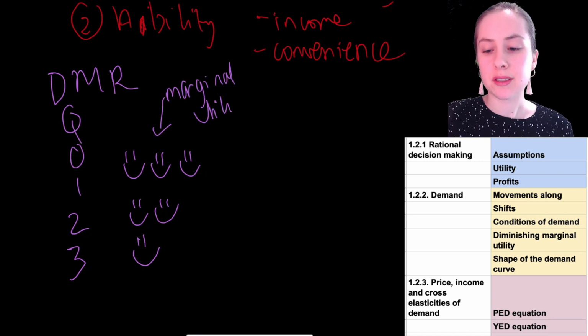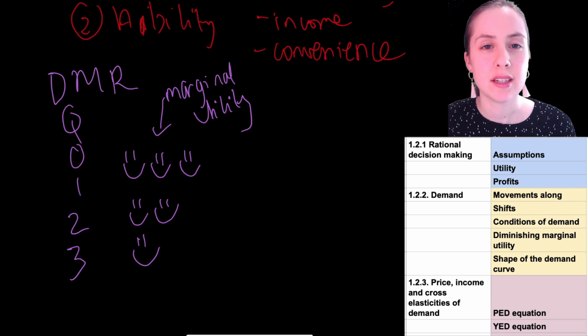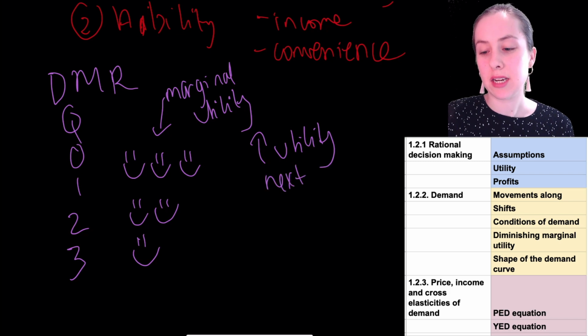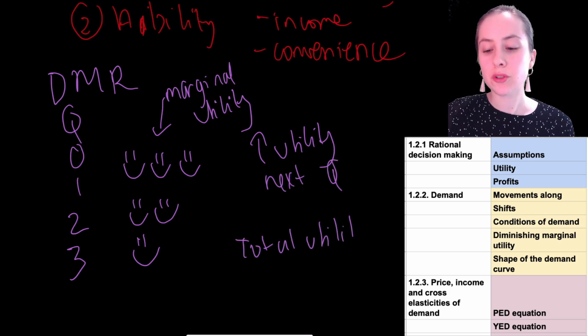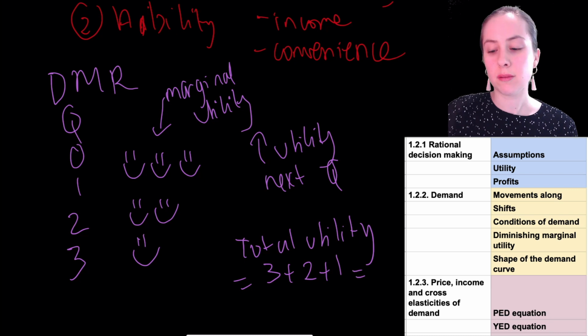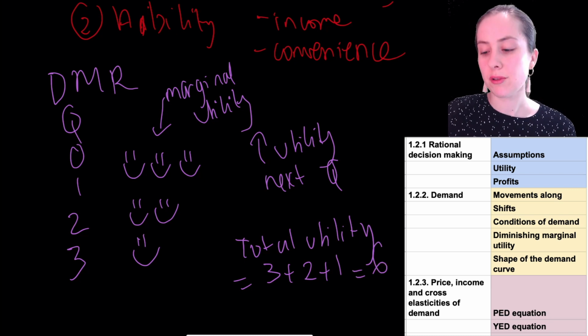This is called your marginal utility. That is the increase in utility from the next quantity you eat. Your total utility is the sum of all of this. So you've got 3, 2, and 1, which means your total utility for eating 3 meals in this simple example is 6.